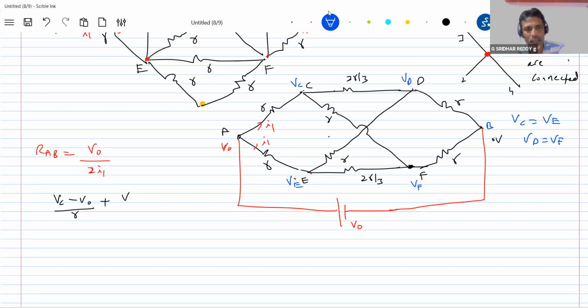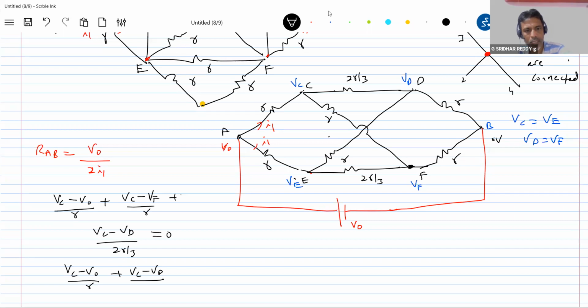So here one more conclusion: VC equal to VE, but don't make them a common point because you removed the resistor. So therefore again this should be VC minus VF by R plus (VC minus VD) by 2R by 3 equal to 0. And as we know, VF should be equal to VD only. So this will be (VC minus V naught) by R, as VF equal to VD.